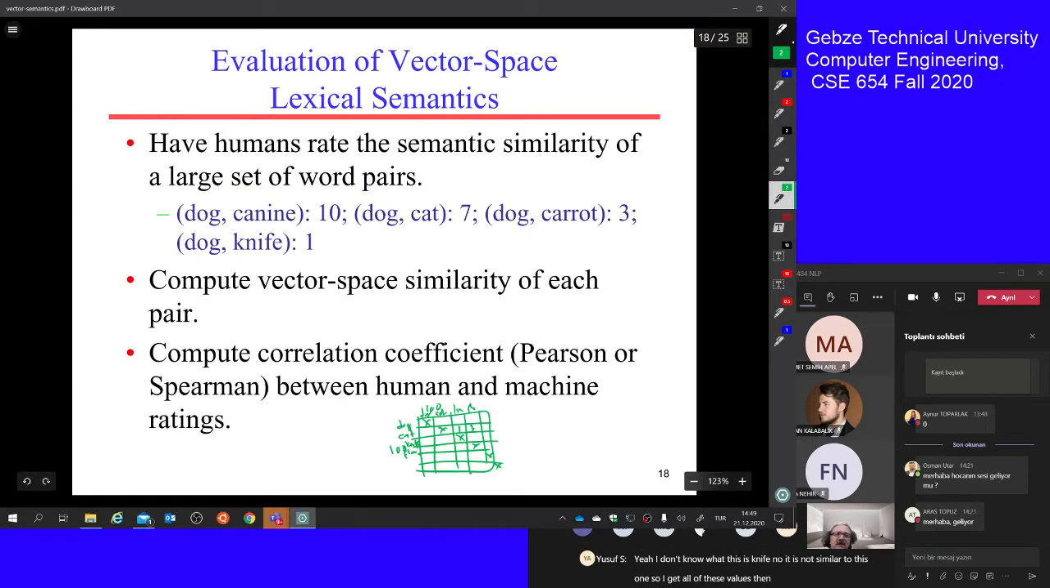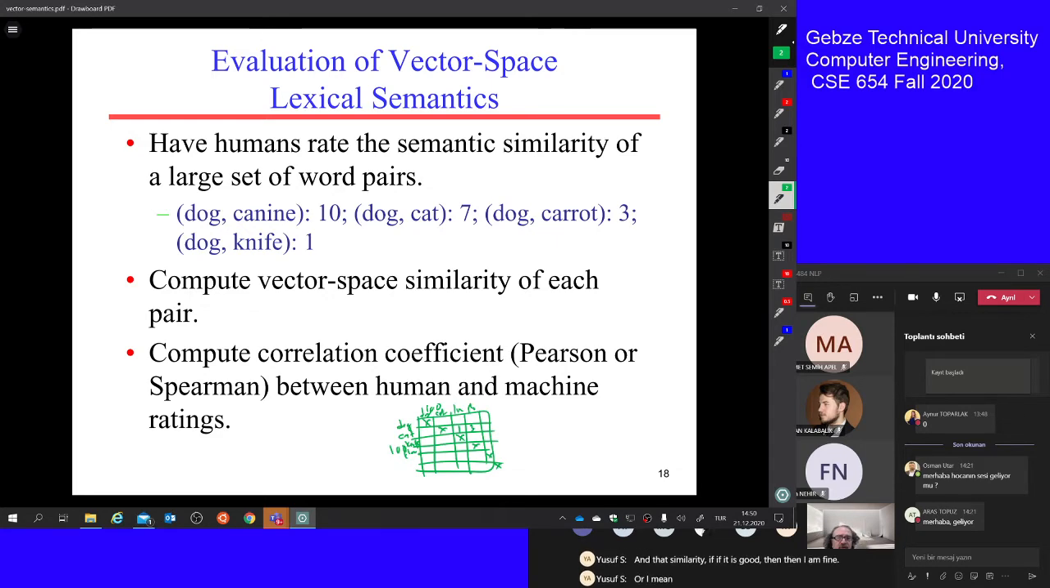Then I do my vector space formation. For each word I have my vectors, and I do my similarity check using the cosine similarity. And if that similarity is good, then I am fine. If it is not that good, then there should be problems.